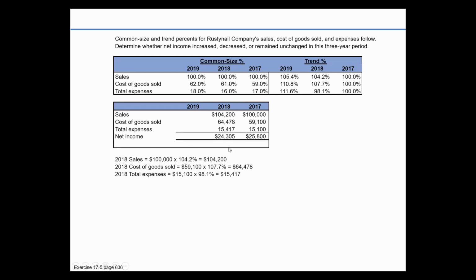And then we can just calculate then what the net income is. Just take the sales minus the cost of goods sold minus total expenses. It's going to give you your net income. And then you can do the exact same thing for 19, but this time using the trend percentages for 19. And then they're asking, determine whether net income increased, decreased, or stayed the same in this 3-year period.